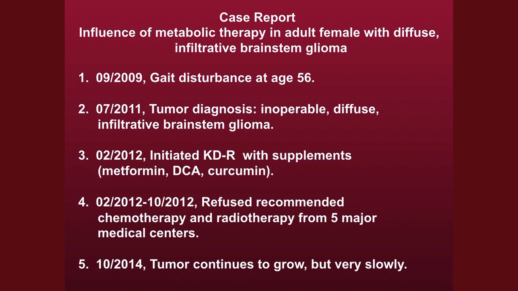She initiated a natural ketogenic diet, also supplemented with metformin, DCA, and curcumin. She had to stop DCA after a while because of the peripheral neuropathy issue that we heard about earlier. So she's basically on these two, maybe now a little bit of oxygen, but we're still pending. Then she went to five major medical centers, all recommending chemo and radiation. She refused everything. So this is a person who has had no surgery, no chemo, no radiation, just ketogenic diet. She's still going. The tumor grows, but it grows very, very slowly.